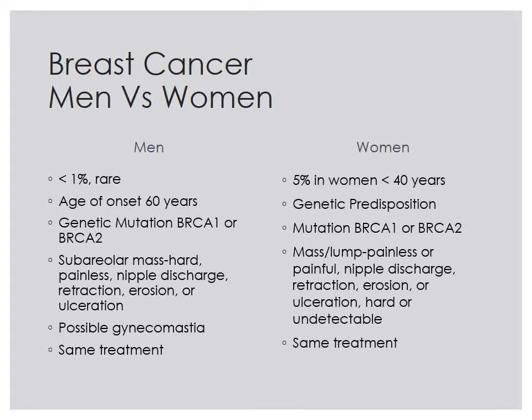Now, women have a little more increased risk, 5% in women who are less than 40 years of age. It's a genetic predisposition. They have the mutation of BRCA1 or BRCA2. They may have a mass or lump which is painless or painful, nipple discharge, retraction, erosion, or ulceration, hard or undetectable, and they basically have the same type of treatment as males do.